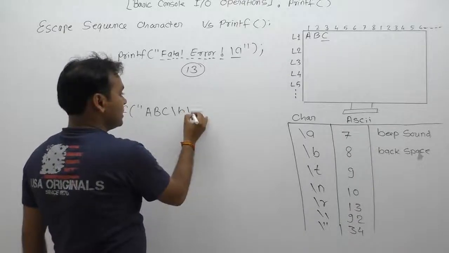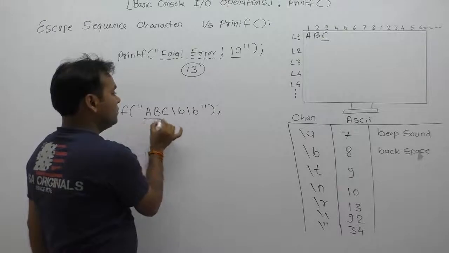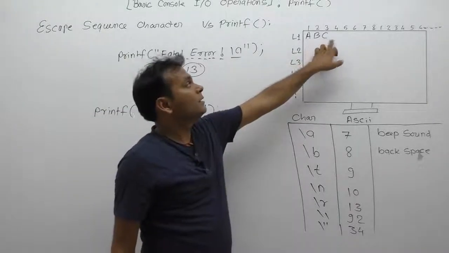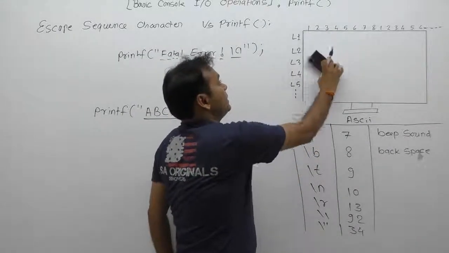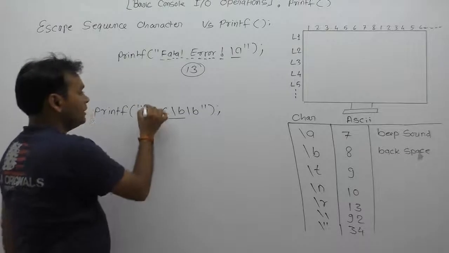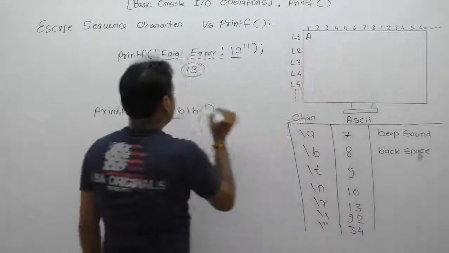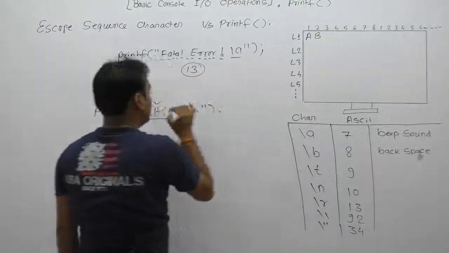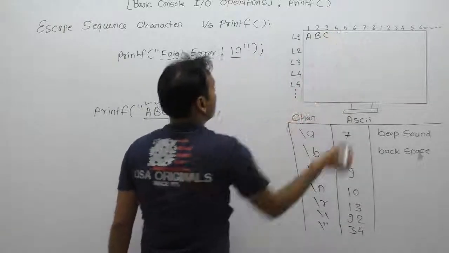One more time, slash b. As we know, according to the previous message, the current position of the cursor is 3. Again, we are displaying the same message one by one. First of all, a is printed because a is a printable character. Same as b is printed, b is also a printable character. Same as c is printed, c is also a printable character.